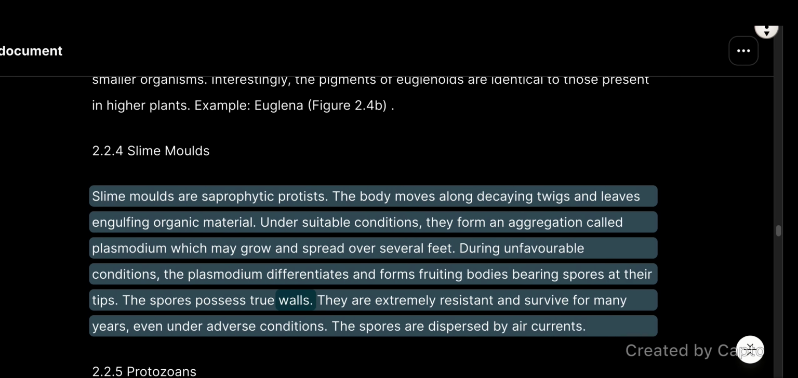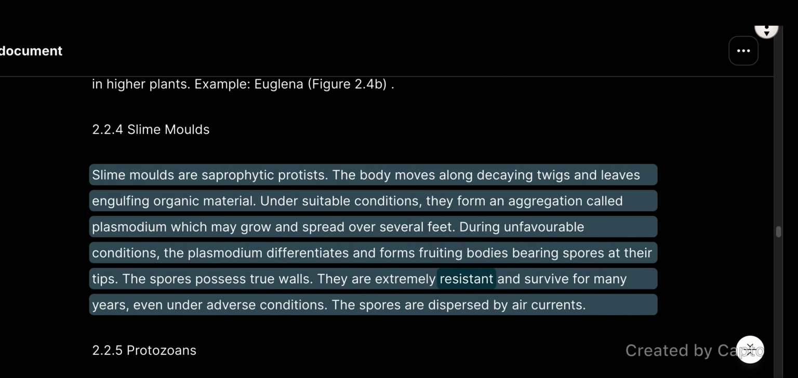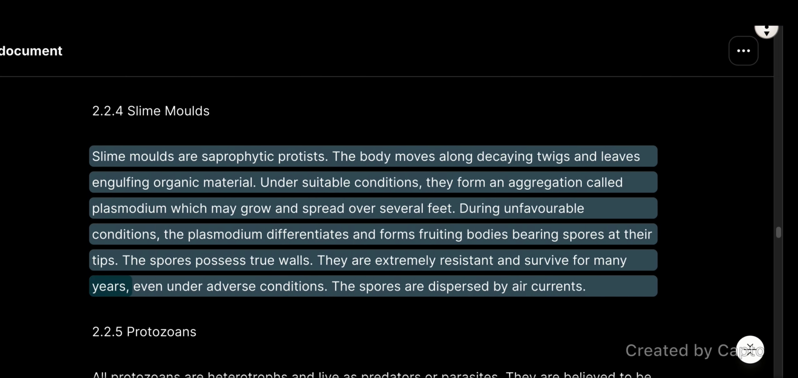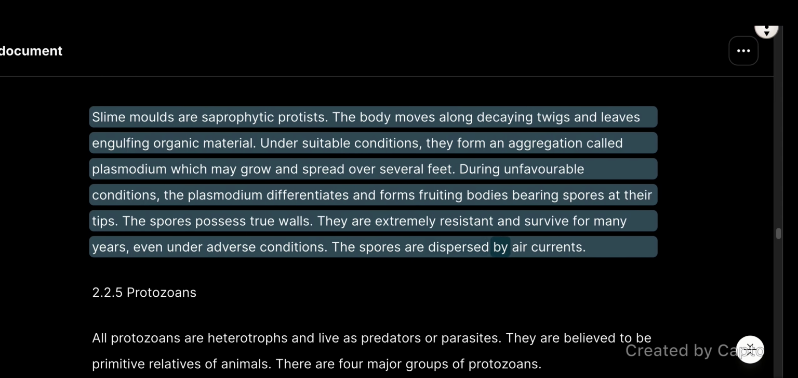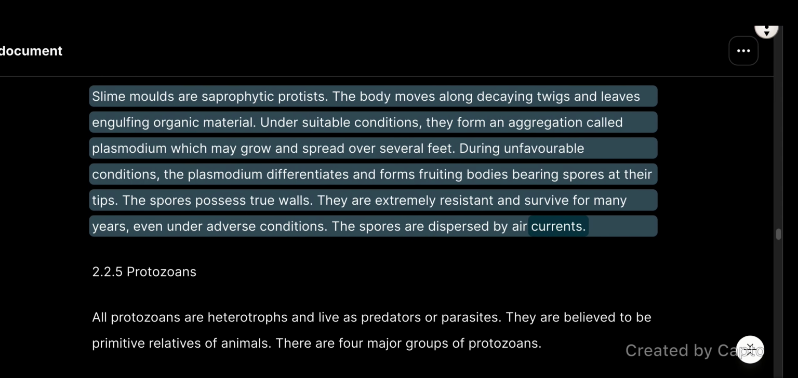The spores possess true walls. They are extremely resistant and survive for many years, even under adverse conditions. The spores are dispersed by air currents.